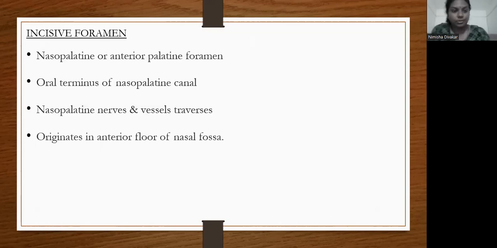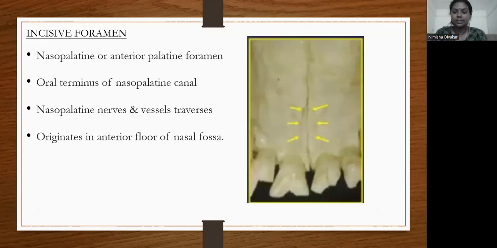Incisive foramen is also known as nasopalatine foramen or anterior palatine foramen. It is the oral opening of the nasopalatine canal, through which the nasopalatine nerves and vessels traverse, and it originates in the floor of the anterior nasal fossa. So this is the entry, the oral terminal opening of the nasopalatine canal. This is the exact anatomical position of the nasopalatine canal in a skull.